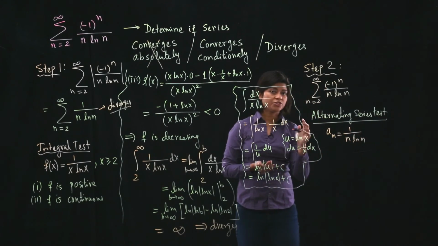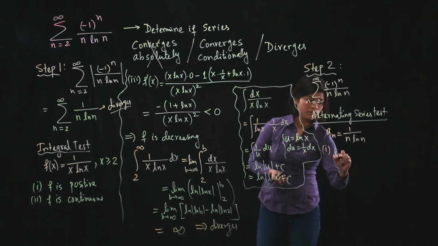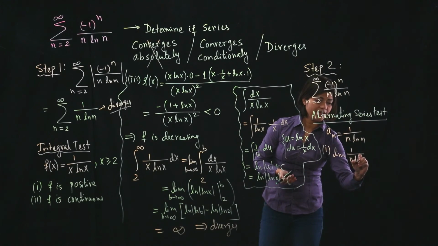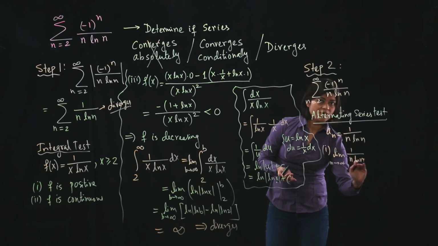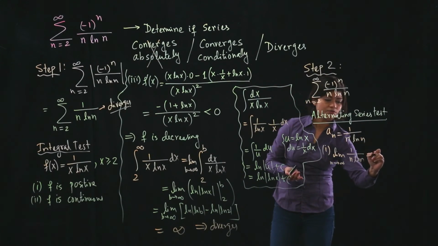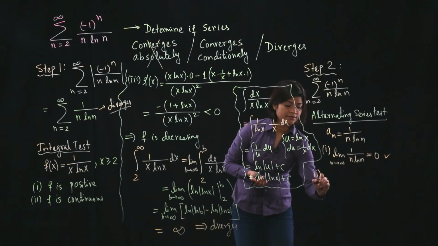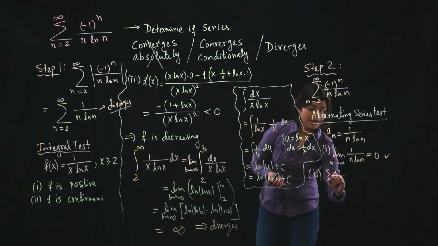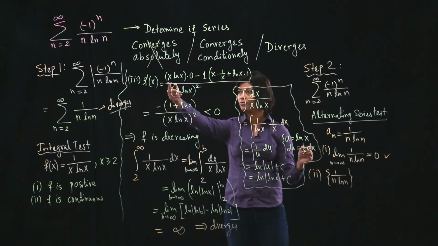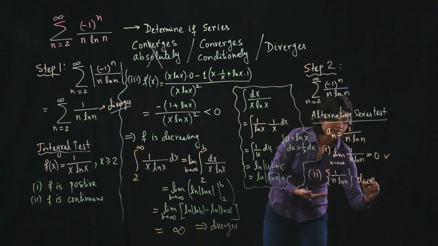And we have to check 2 properties. First, what is the limit of this a_n? What is the limit of 1 over n ln of n as n goes to infinity? Well, as n goes to infinity, the denominator goes to infinity, so the whole thing goes to 0. So the limit is 0. So that is checked. Second, we have to check if a_n is decreasing. Well, a_n is this function, 1 over n ln of n. And we have proved before that 1 over x ln of x decreases. Therefore, 1 over n ln of n also decreases.